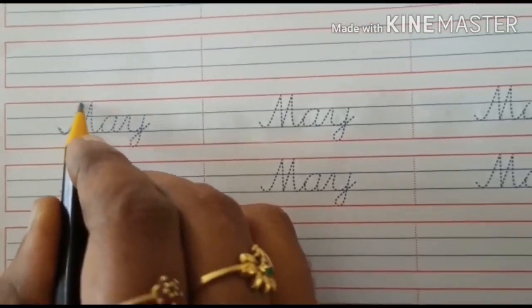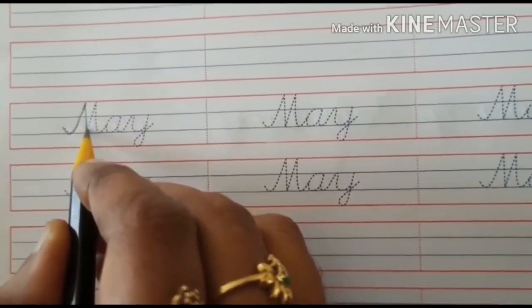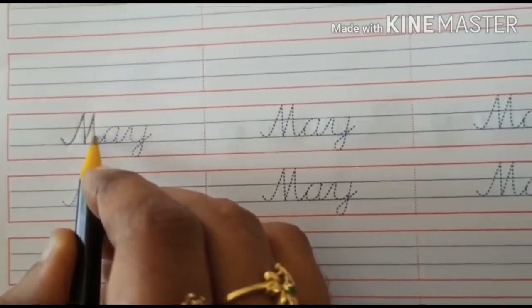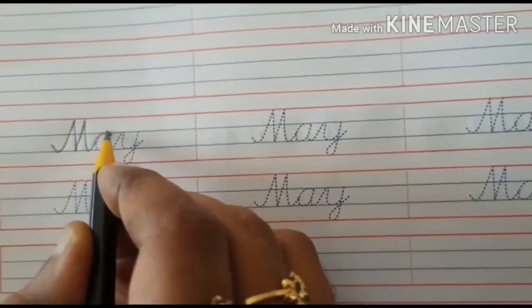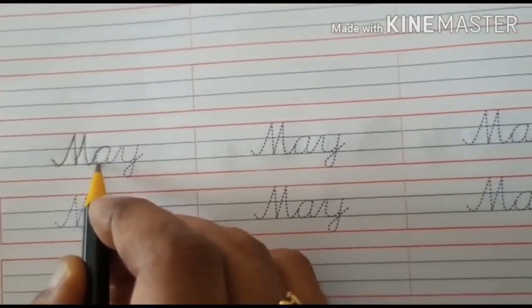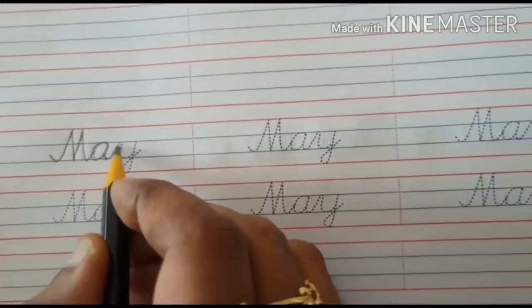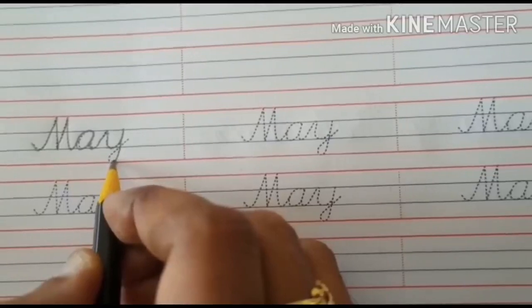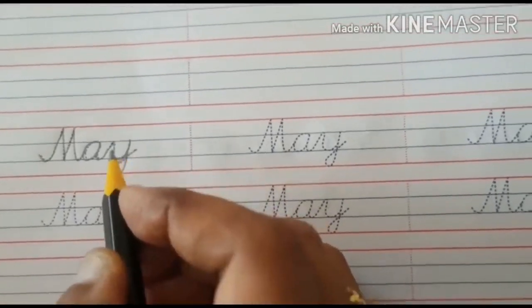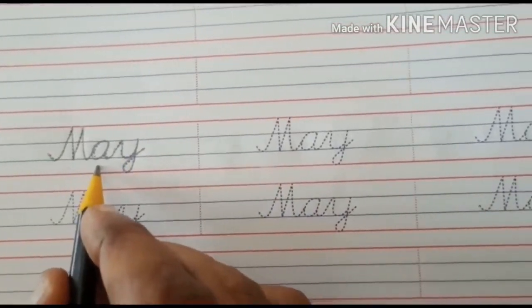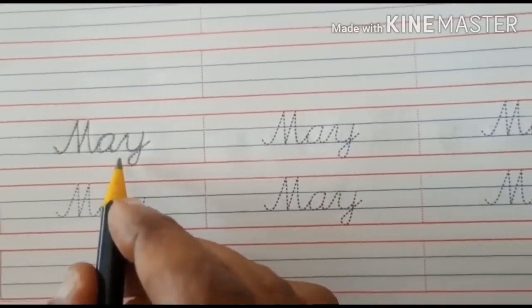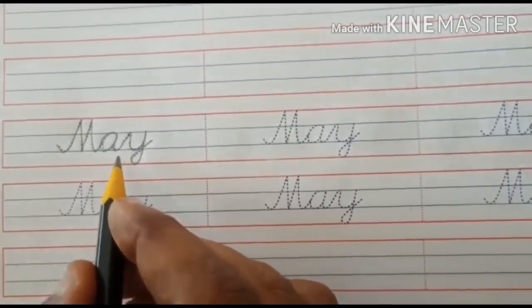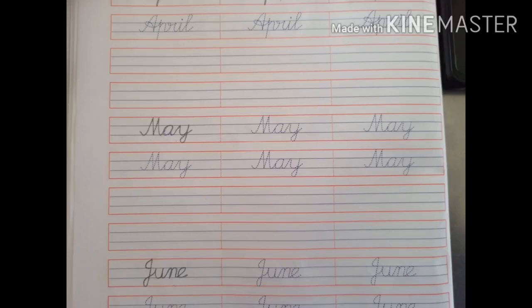M, you start from baseline to the top line, again you come down the baseline. A, you have to touch midline and baseline. Y, you have to touch midline, baseline and bottom line. At the end of the Y, you should put one small loop. M-A-Y, May. So like that you have to trace and practice in your book.